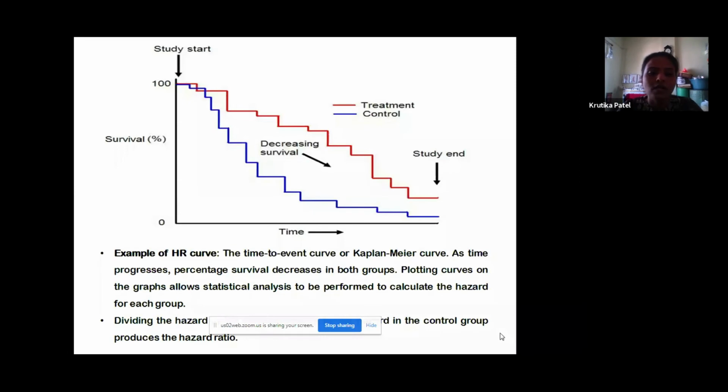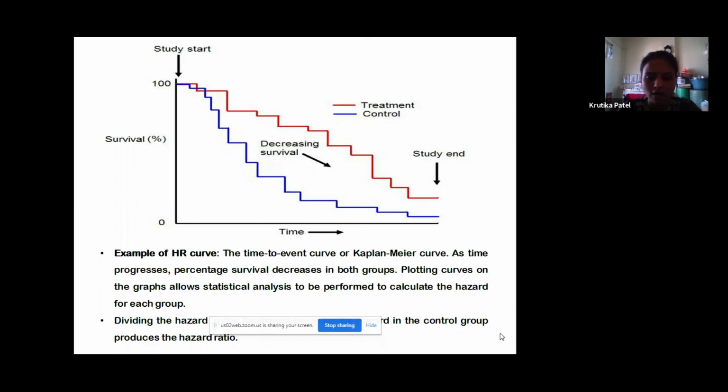Now this is the Kaplan-Meier curve. This shows time to event progression. The red line indicates the treatment group and the blue line indicates the control group. When there is a decrease in the graph, it shows the end of the study. In the time to event curve, or Kaplan-Meier curve, as time progresses, percentage survival decreases in both groups.